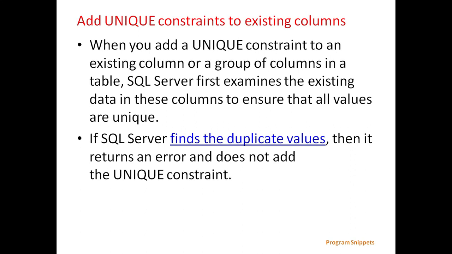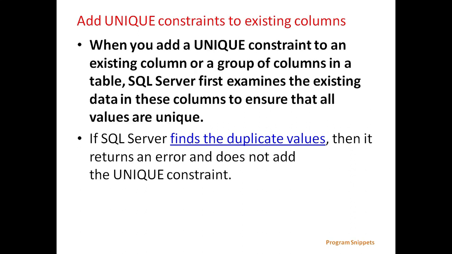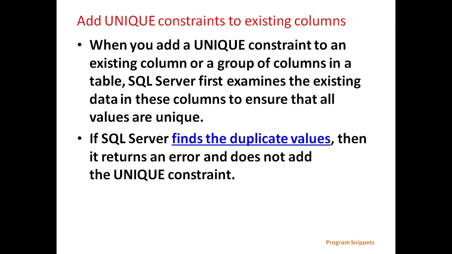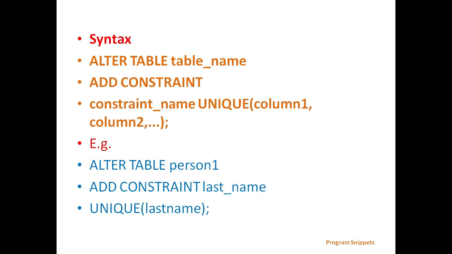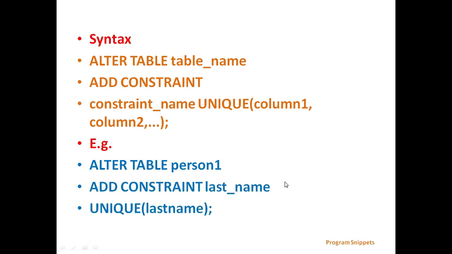We can create a unique constraint to existing column. When you add a unique constraint to an existing column or group of columns in a table, SQL Server first examines the existing data in these columns to ensure that all values are unique. If SQL Server finds the duplicate values, then it returns an error and does not add the unique constraint. General syntax is alter table, table name, then add constraint with constraint name unique and the column name. For example, alter table person1, add constraint last name and unique last name. Here this last name is a constraint name and this last name is a field name.